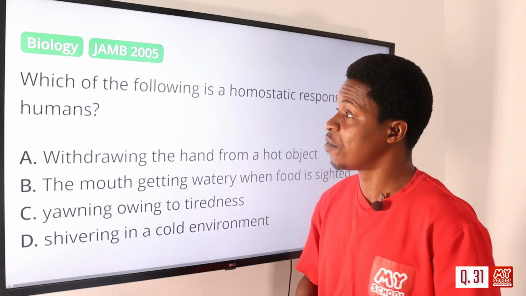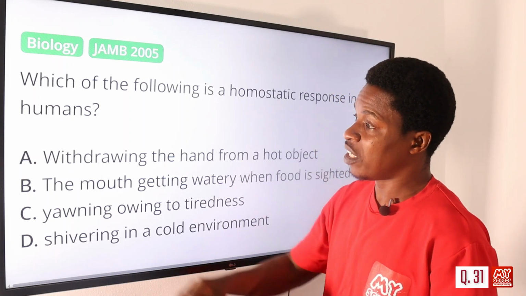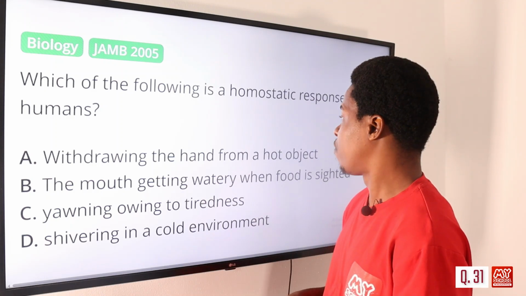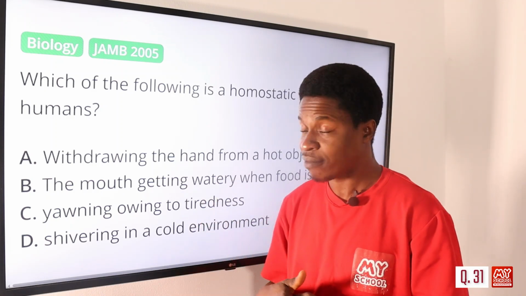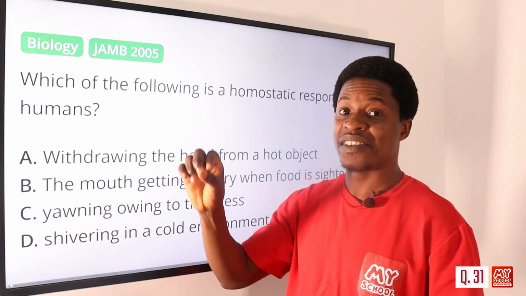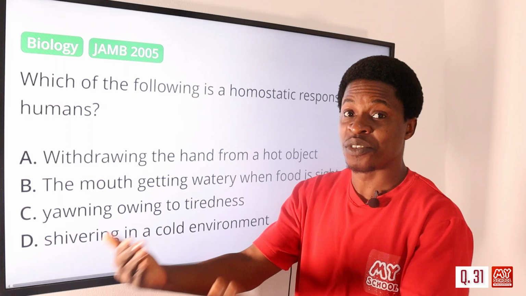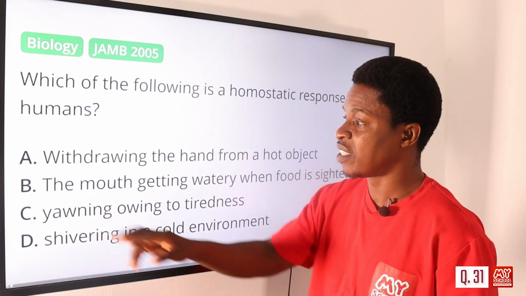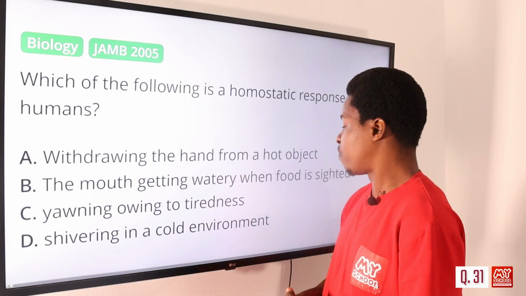So now that we know what homeostasis is, or regulation of the internal environment, option A says withdrawing the hand from a hot object. That is involuntary. You put your hand on something that is hot, of course, you remove it. That does not have anything to do with regulation of the internal environment, even though it has to do with it, but not directly. Option B says the mouth getting watery when food is sighted.